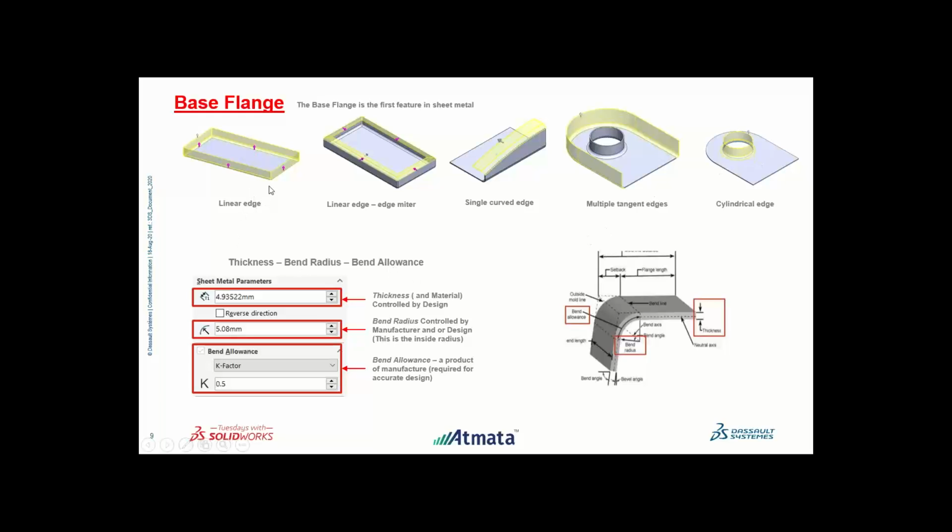What kinds of edge flange do we have here? We have the linear edge. We can have a miter. You can have a single curved edge, multiple tangent edges, and cylindrical edges. Three main parameters to consider with sheet metal: you have the thickness, so you always have to define your thickness. The direction of the material is also required. And then you have to define your bend radius and your K factor.